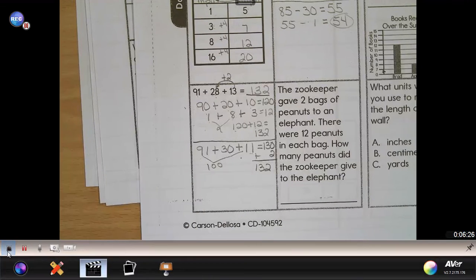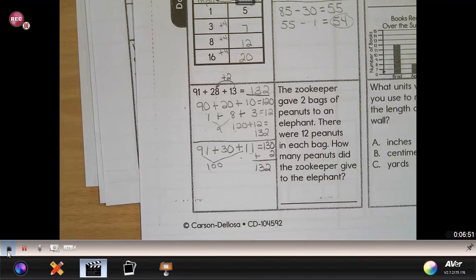So remember, numbers are flexible, students. They're easy to take apart and use within reason. They're easy to take apart and be able to use some strategies by taking them apart and regrouping them in different ways. So let's take a look at our word problem. And remember, we're going to use our KFA strategy.